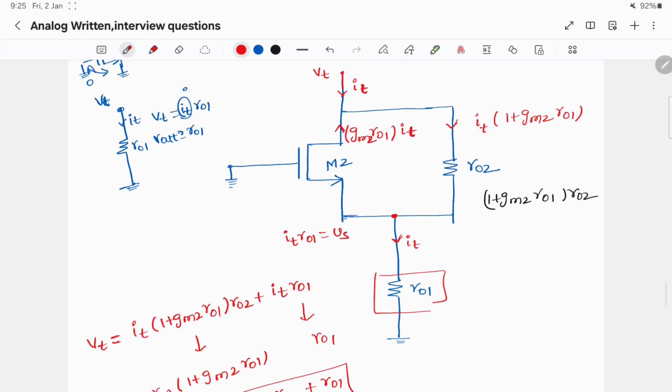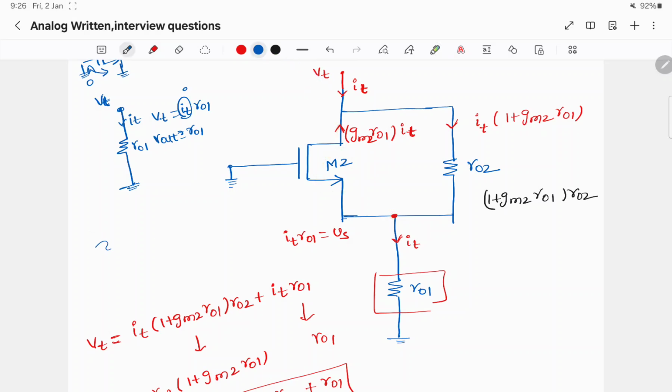Here we are giving a current IT from the source. This is the source, VT is the source, and IT current is flowing here. But this IT current is flowing through this resistor RO1 and it is developing a potential of IT times RO1, and this is causing a current of GM2 times this node potential.